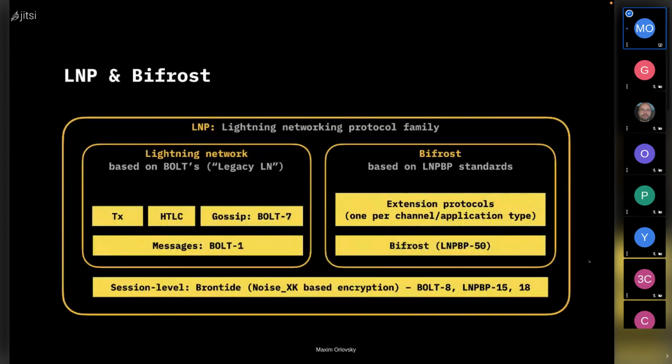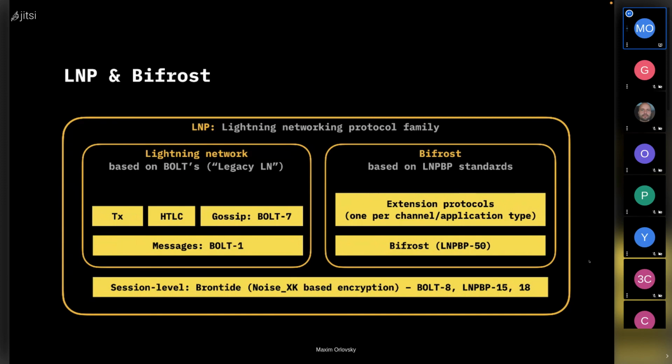So this is a more specific slide about how the different standards are put in context of LNP, the legacy Lightning Network, and Bifrost. Both the legacy Lightning Network and Bifrost, as I already said, work on a session level management protocol called Brontide. It's the name that is used by the Lightning Network, so it's not a new protocol. It is defined as the Bolt 8 standard or LNPBP 15 and 18 standards. The legacy Lightning Network, on top of that, puts a standard for how messages are actually structured and a control protocol with the messages between the nodes.